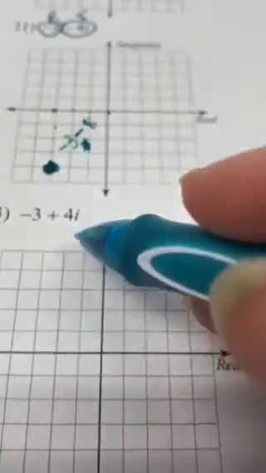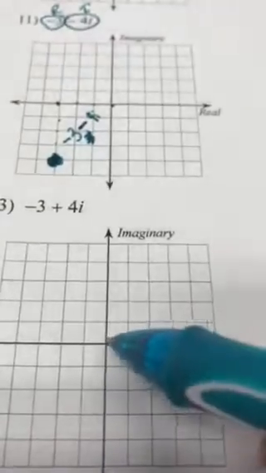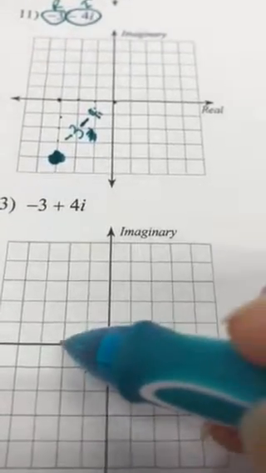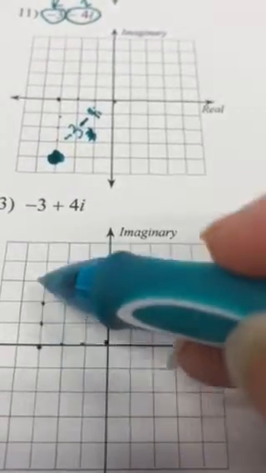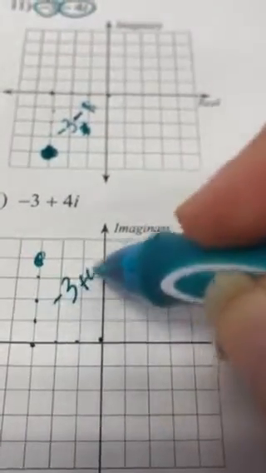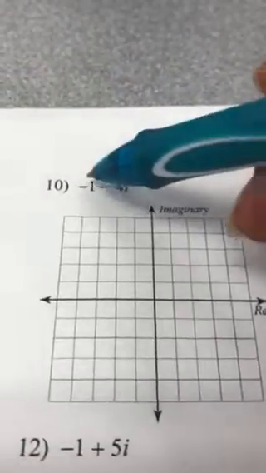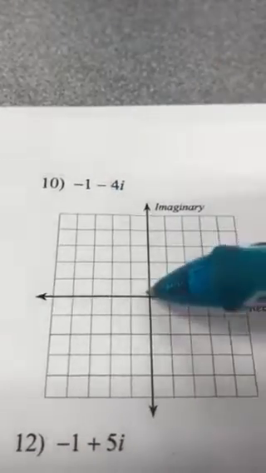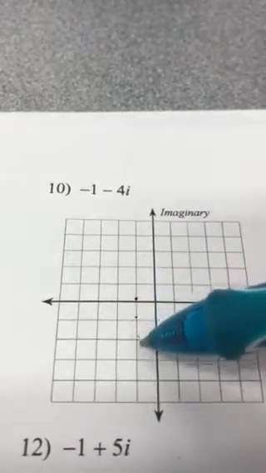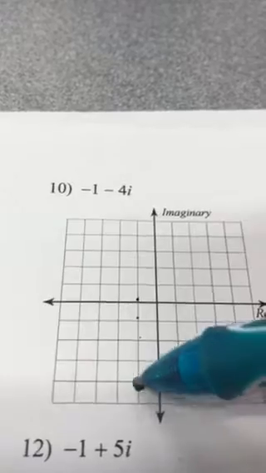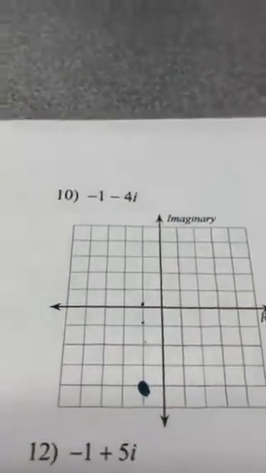Right here we have -3 plus 4i. So we start at the origin, go back 3, 1, 2, 3, go plus 4, 1, 2, 3, 4. There it is, -3 plus 4i. So it's following the same pattern. That's what makes it so nice. -1 minus 4i: -1, then 1, 2, 3, 4 down on the imaginary.